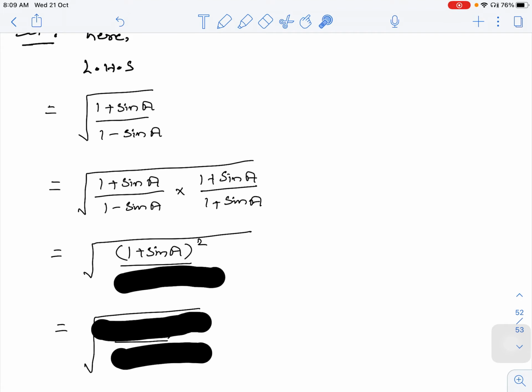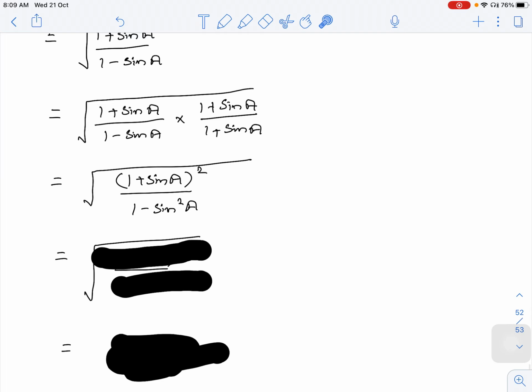Okay. So now in the numerator what are we getting? 1 plus sine a, 1 plus sine a, so it will become (1 plus sine a) whole square. And the denominator is of the form (1 minus sine a)(1 plus sine a), that is a minus b, a plus b, so it can be written as a square minus b square. Now this 1 square means 1, so we kept it as it is.